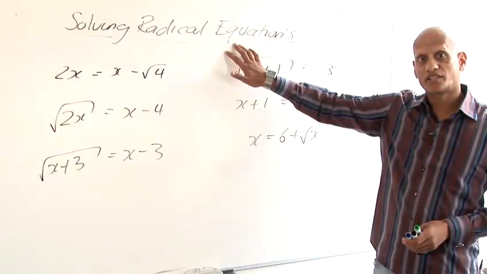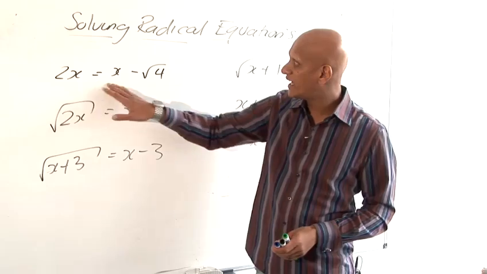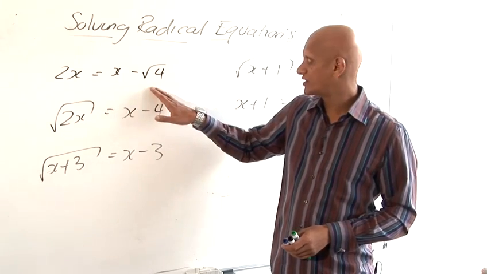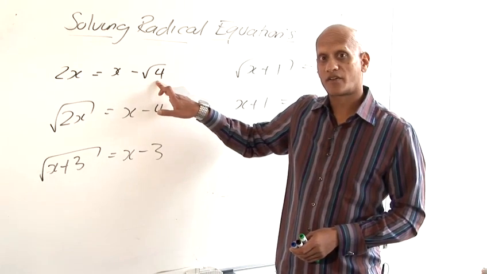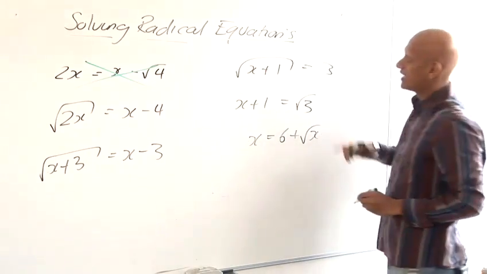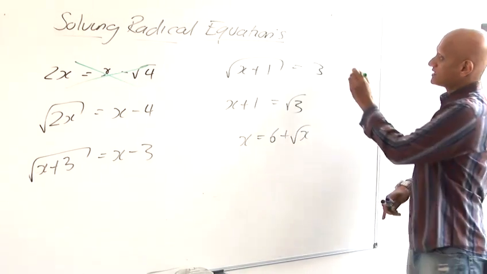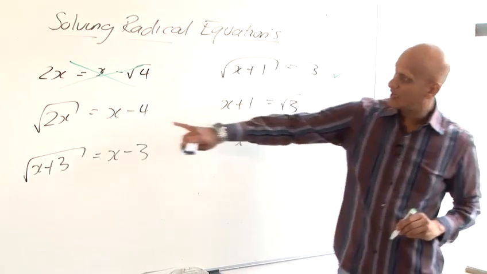Now, a radical equation is one where x is inside the square root. So this first example here wouldn't count as a radical equation because it's only got 4 inside the square root. There's no x inside the square root, so that's not a radical equation. This one here is a radical equation. X is quite clearly inside the square root. So that's one that would count as a radical equation.